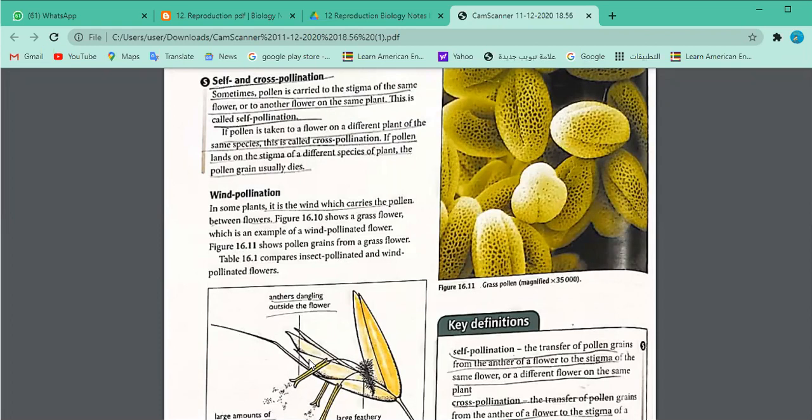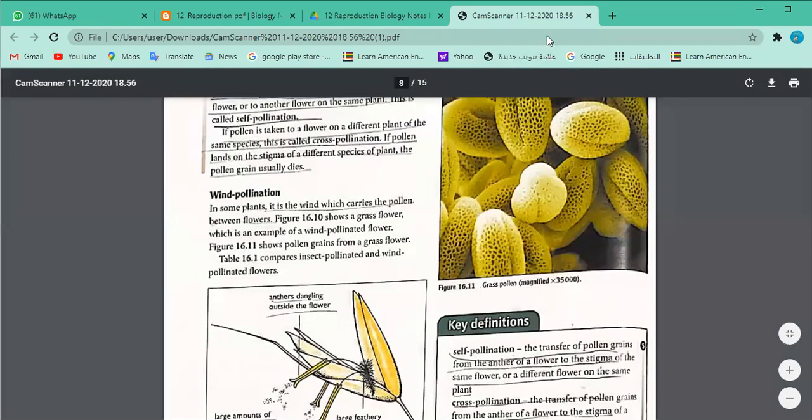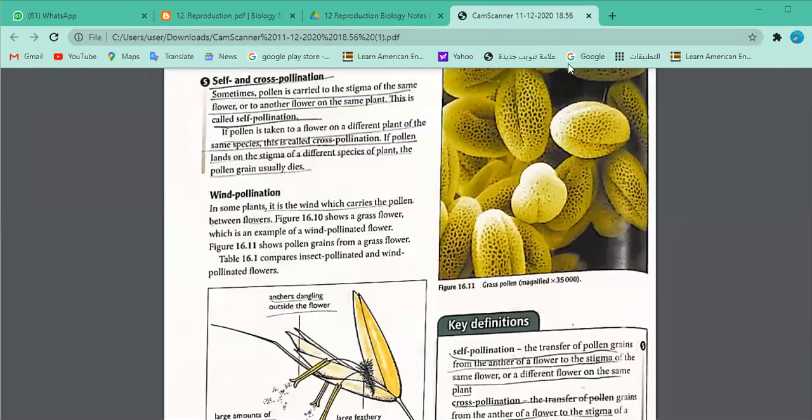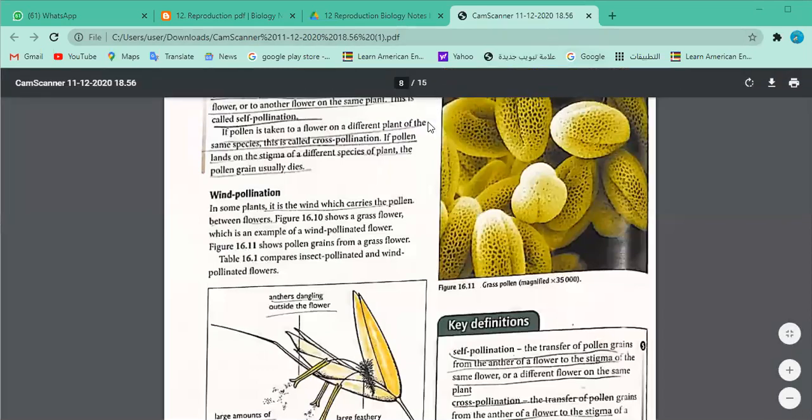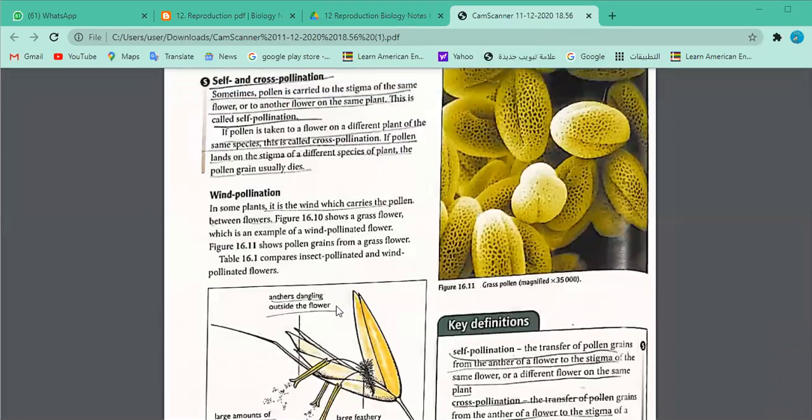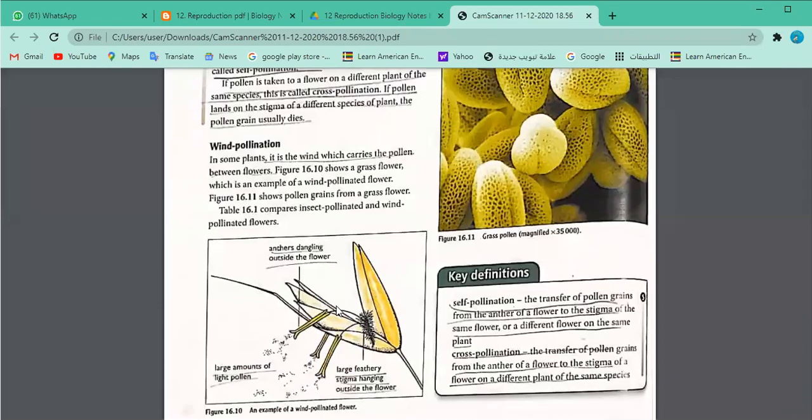So what do you think about this flower? Is it good for insects or wind? Yes. Those who have not participated, out of these two participants, Aisha? The wind. This is for wind. So what makes you say that? Because it's not really attractive, and also the anthers are coming out.